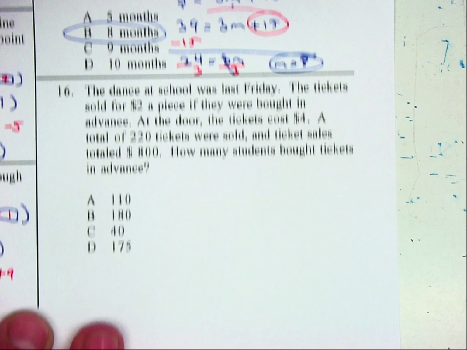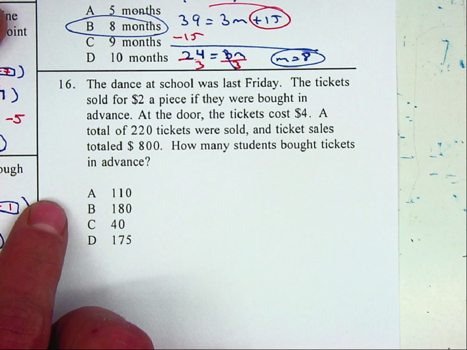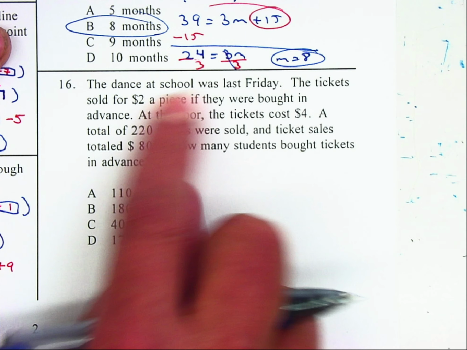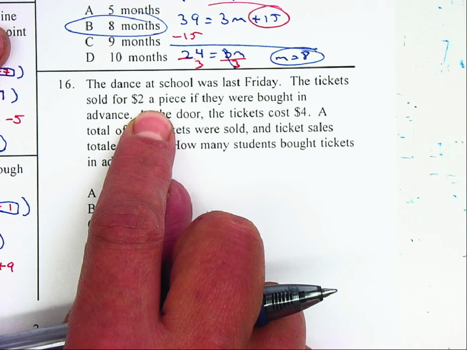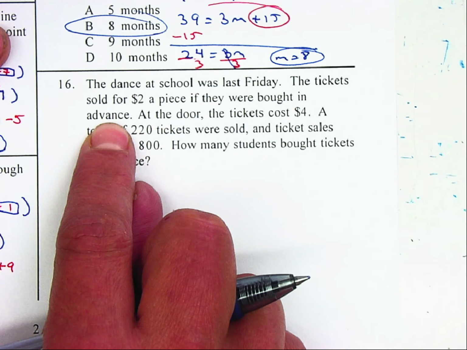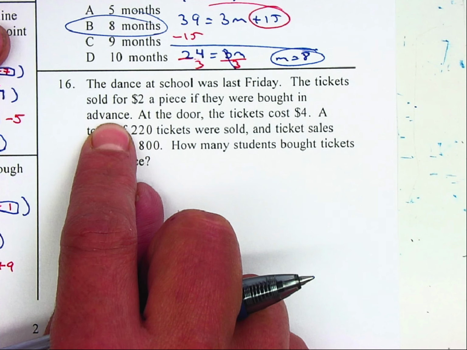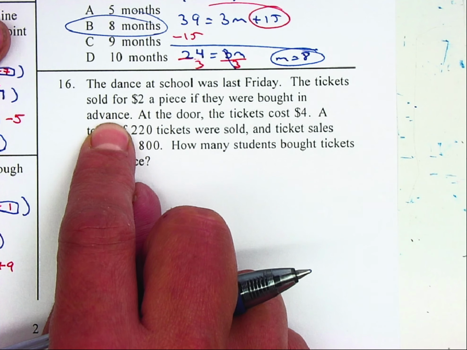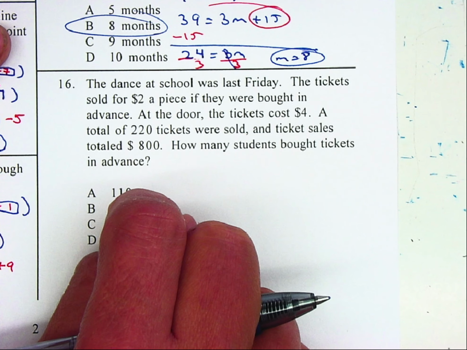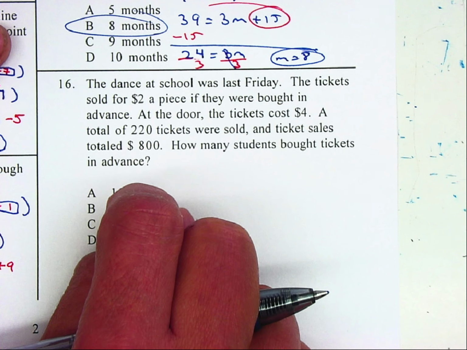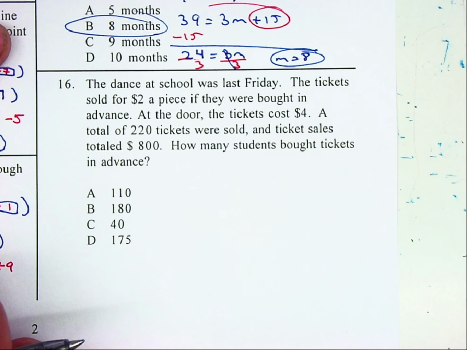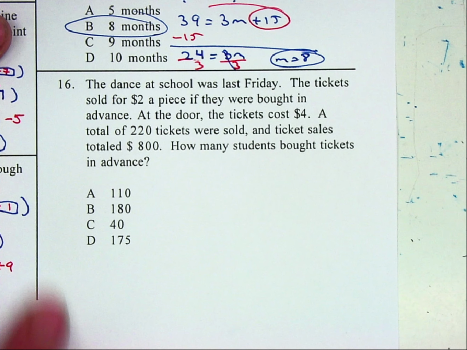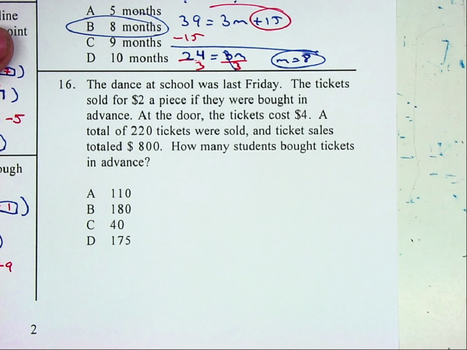And the last question. The dance at the school was last Friday. The tickets were $2 a piece if they were bought in advance. No, that is not the bell for you guys. Sorry to break it for you guys. The bell's not yours. So let's finish the last problem, and then you guys can start on your homework.